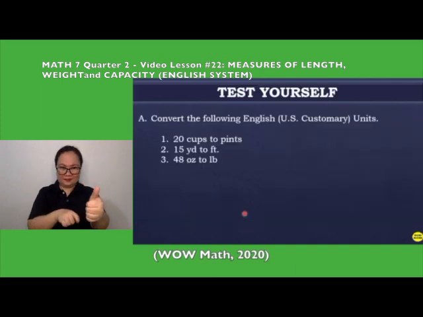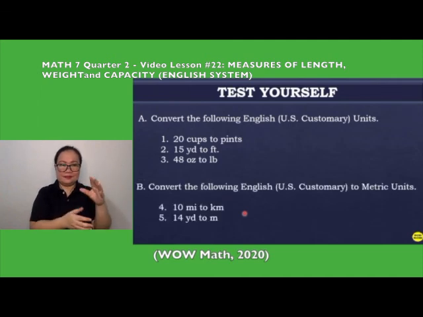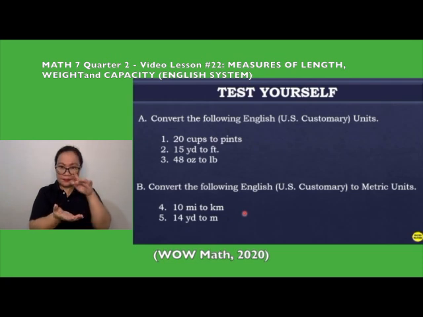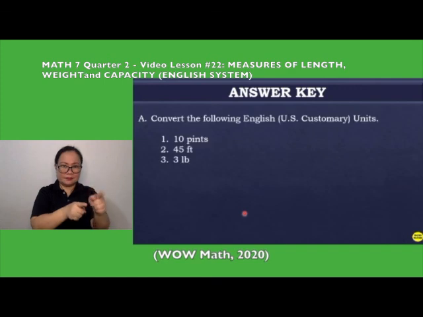Okay, test yourself. So, convert the following from English to metric units. Okay, you may pause the video kung kulang po ang time para hindi kaagad makita ang sagot. Okay, you may check your own work. So, here's the answer.